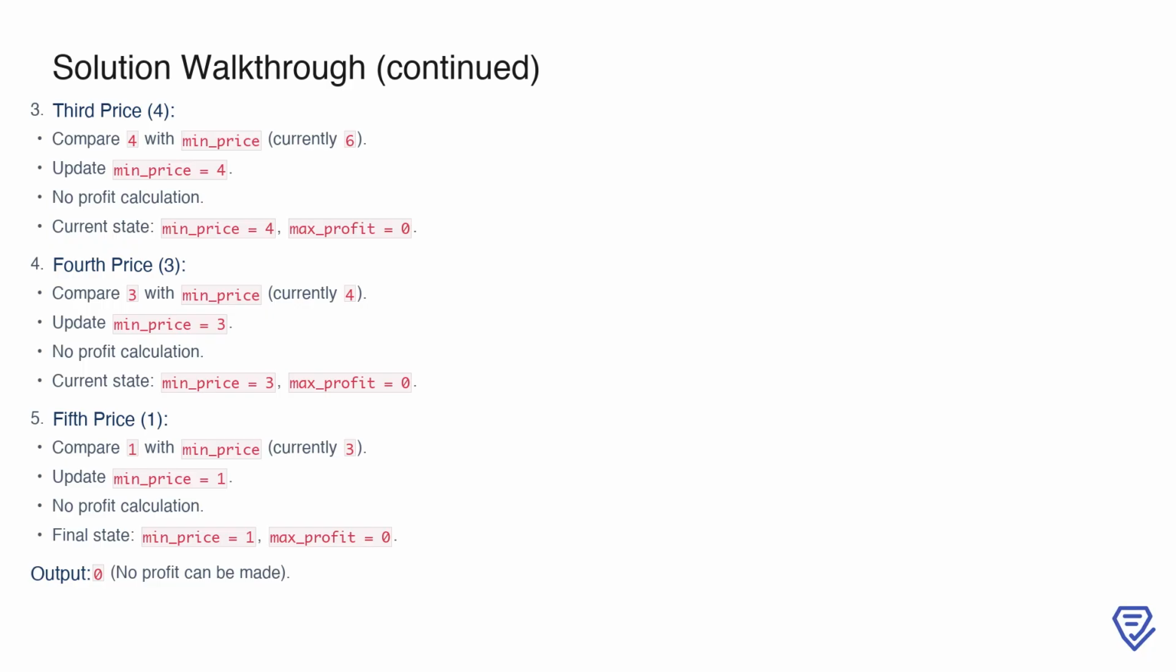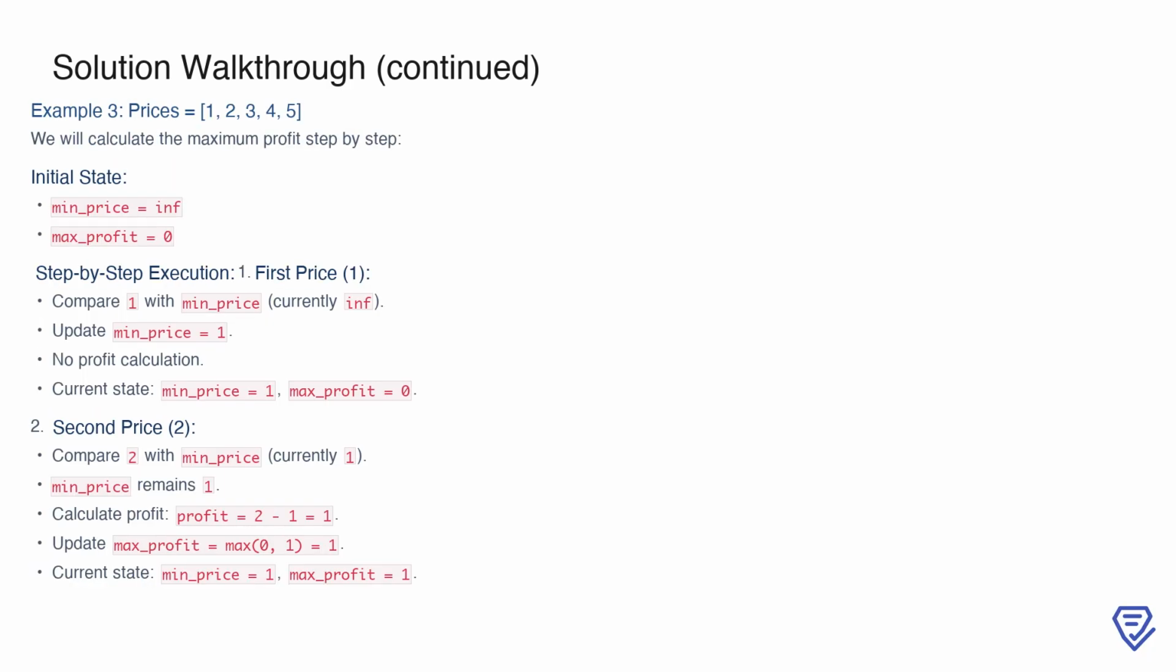On day 4, the price drops again to 3. We compare 3 with the current min_price of 4 and update min_price to 3. As before, no profit is calculated, so max_profit stays at 0. Finally, on day 5, the price drops to 1. We compare 1 with the current min_price of 3 and update min_price to 1. Again, no profit is possible, leaving max_profit at 0. The final state is min_price equals 1 and max_profit equals 0. Since no profit can be made in this example, the output is 0.